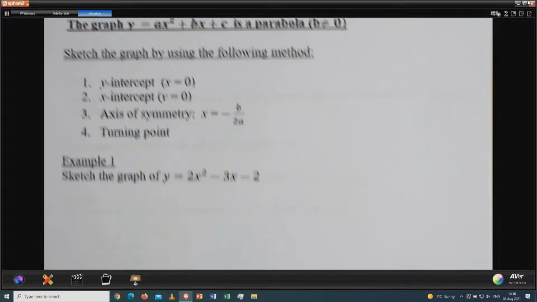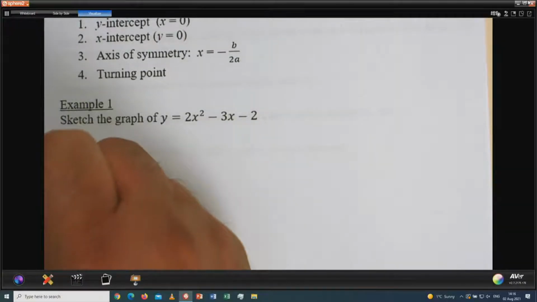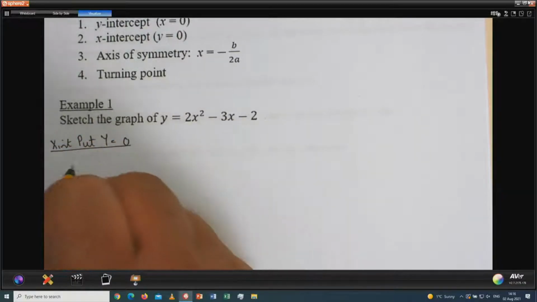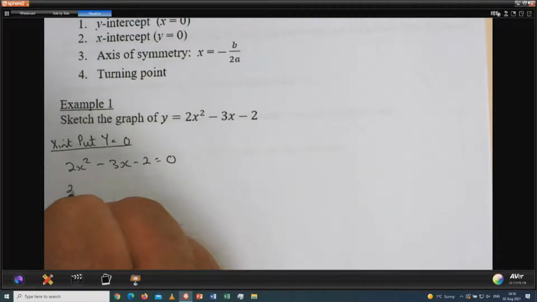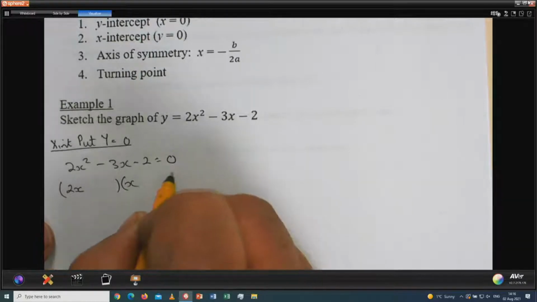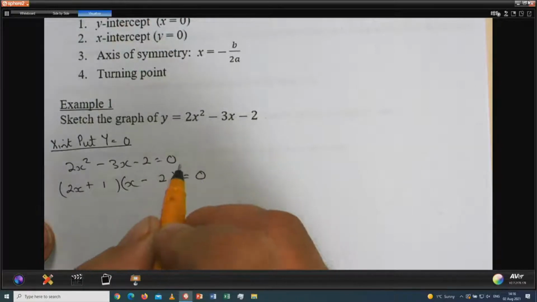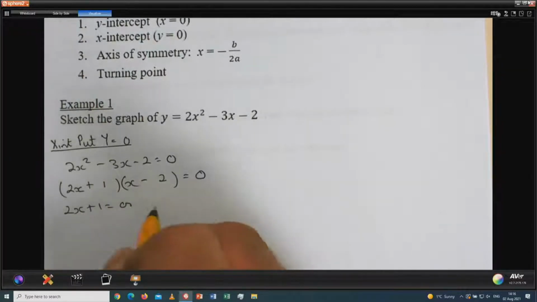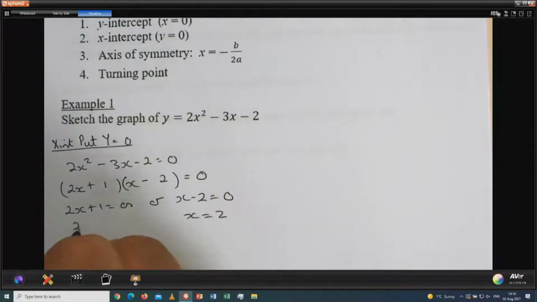So in this case here, we're going to find your x and your y-intercept. So for the x-intercept, we need to put y equal to 0. So 2x squared negative 3x negative 2 is equal to 0. Factors of 2x squared is 2x multiplied by x. Factors of 2 is 2 and 1. This here is negative and positive, equal to 0. So now 2x plus 1 is equal to 0, or x minus 2 is equal to 0, so x is equal to 2, or 2x is equal to negative 1, x is equal to negative a half.